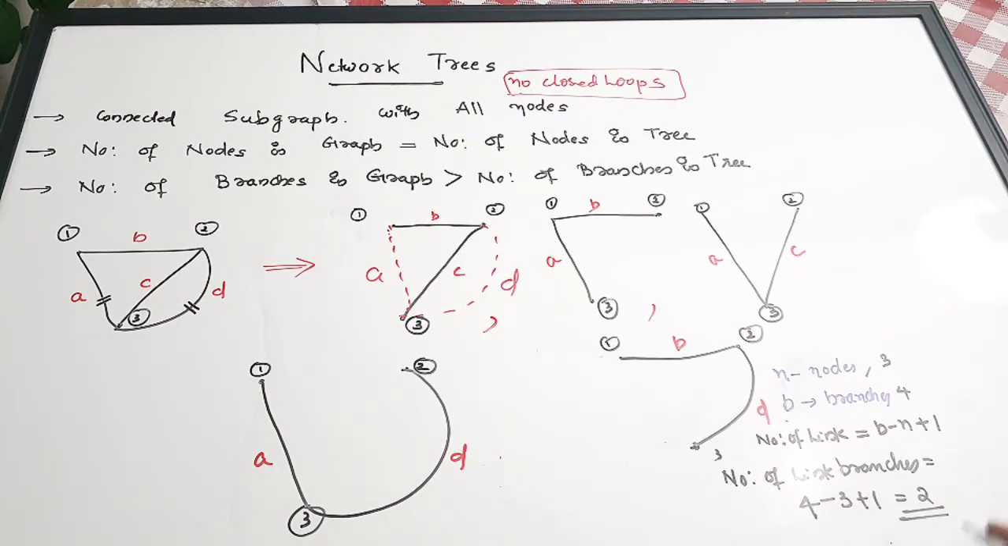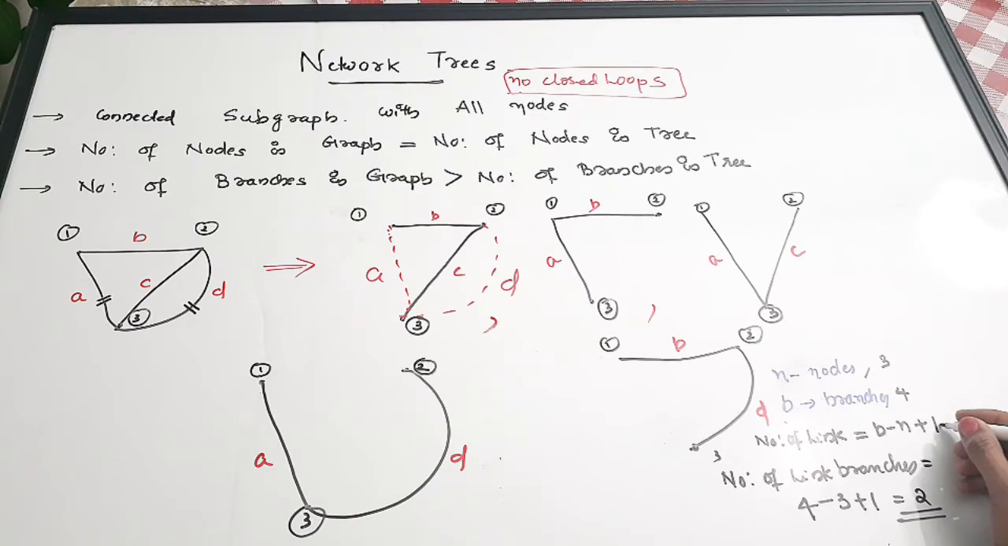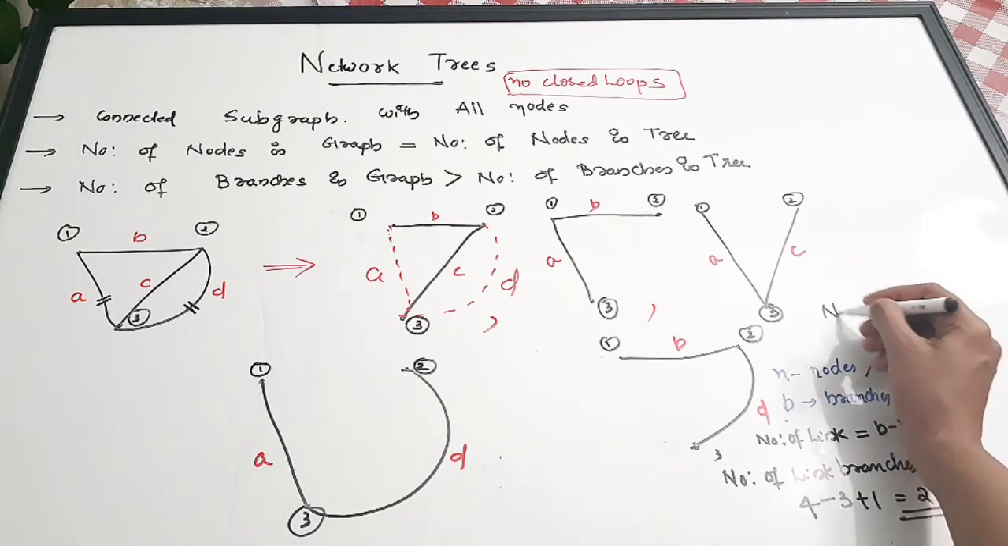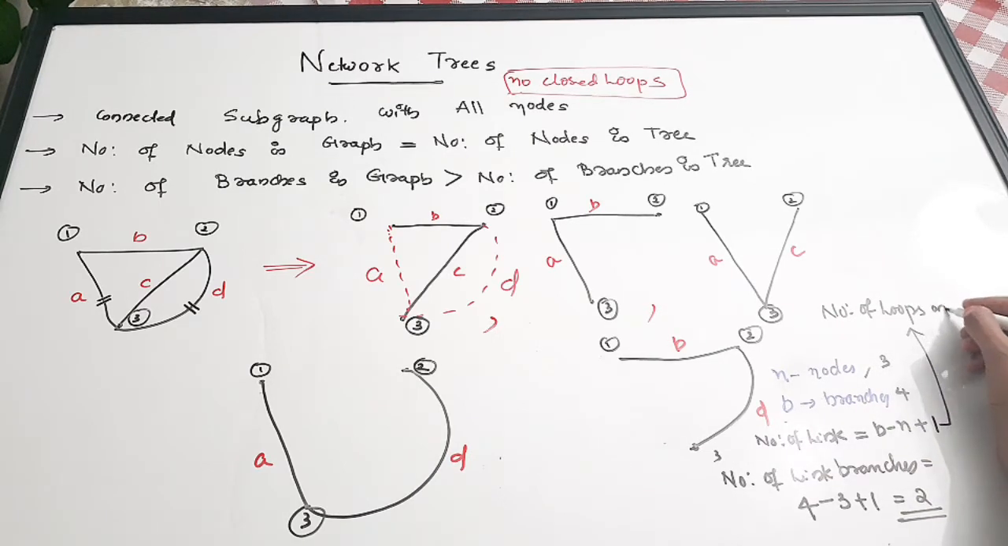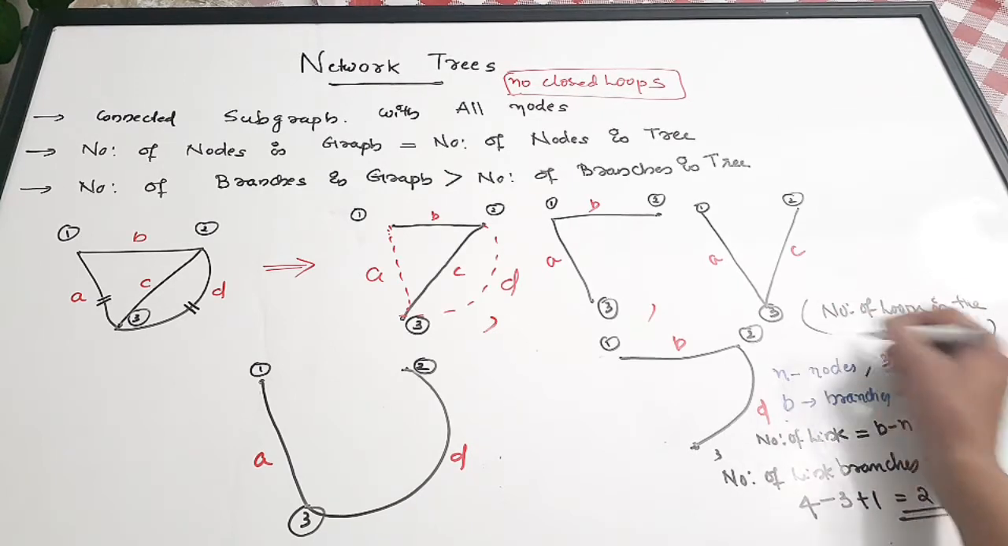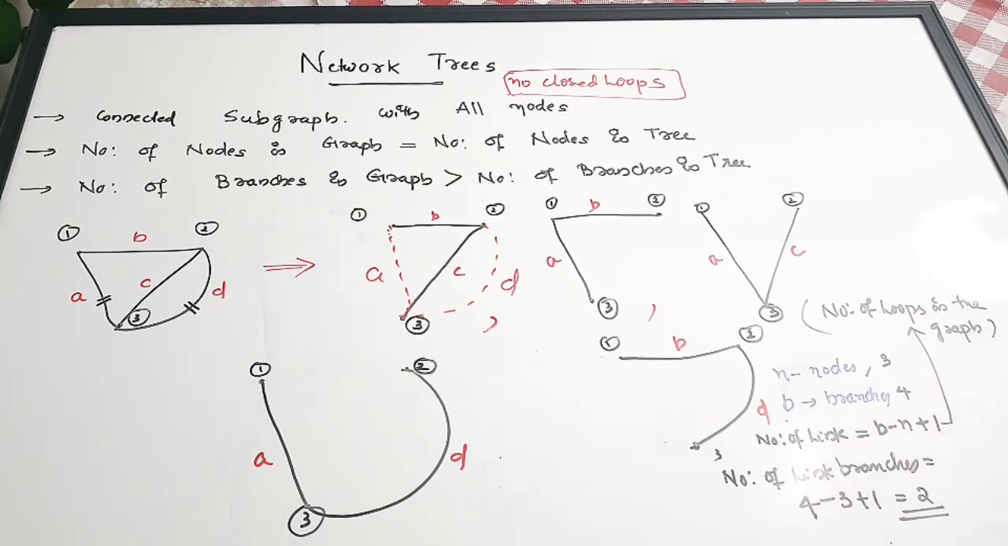minus n plus 1, and this number, again there is a relation for this equation, is equal to the number of loops present in the graph, or the number of loops you can form in the graph. Here the number of link branches is equal to 2, same as the number of loops, right? We'll check for it. If you see this graph, you can see there are 2 loops, which are A, B, C and C, D.